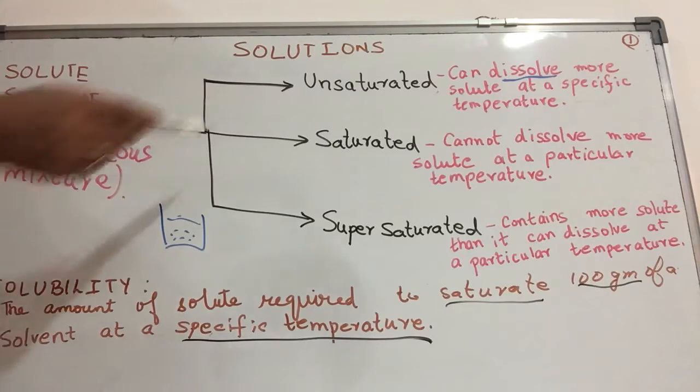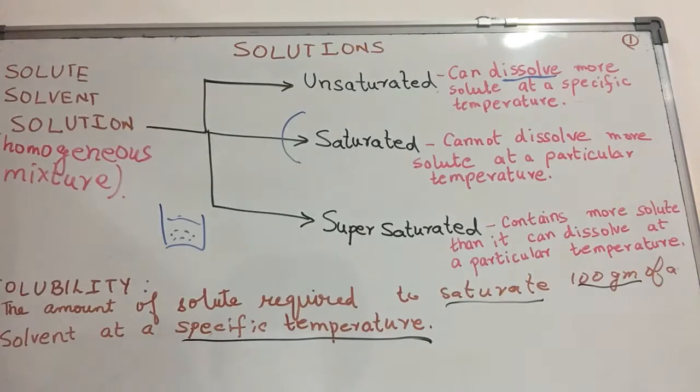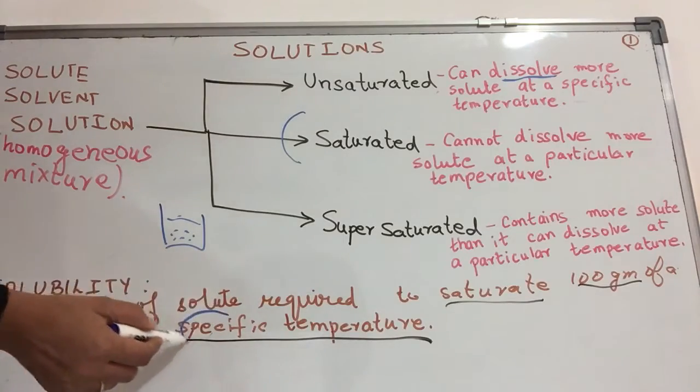Solubility is where we are talking about saturated. So your actual hunger was till the time you had your meal. So solubility: how much amount of the solute is required to make a saturated solution of 100 grams of a solvent at a specific temperature?